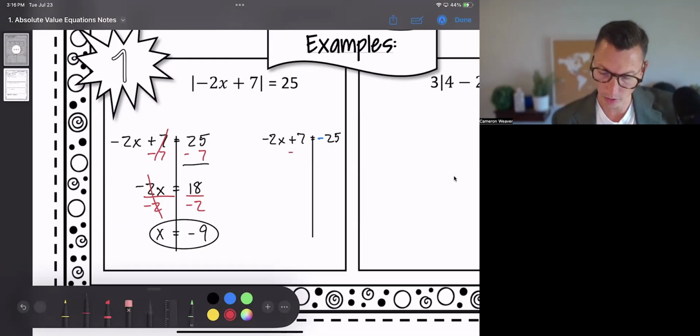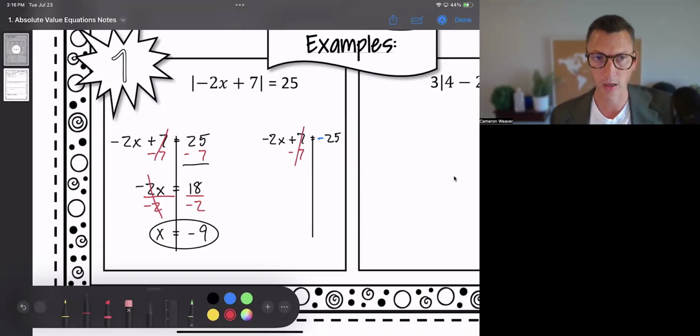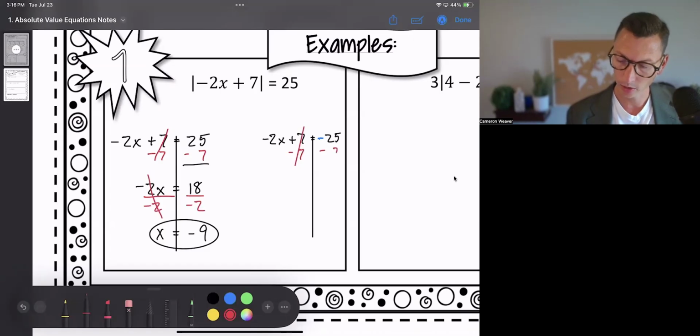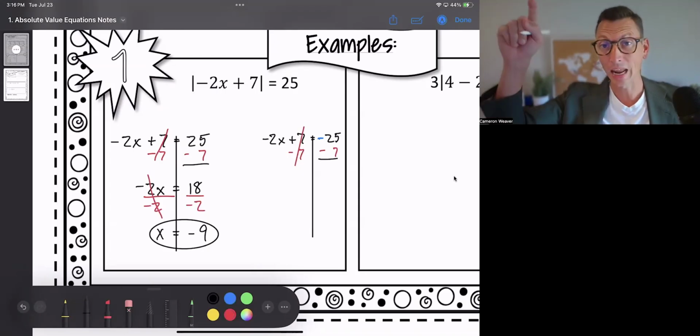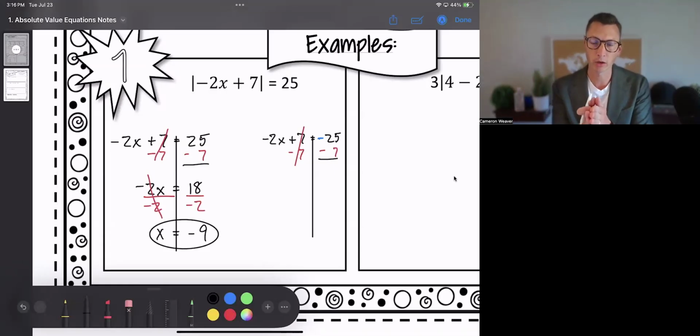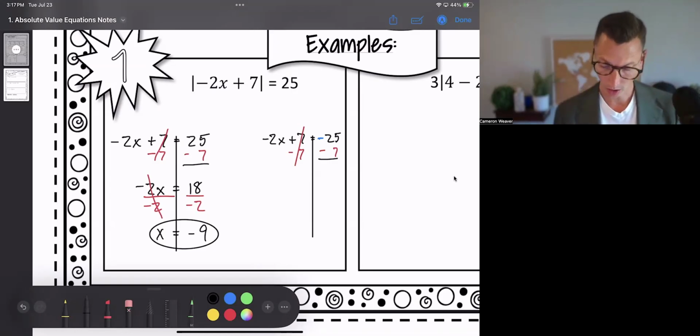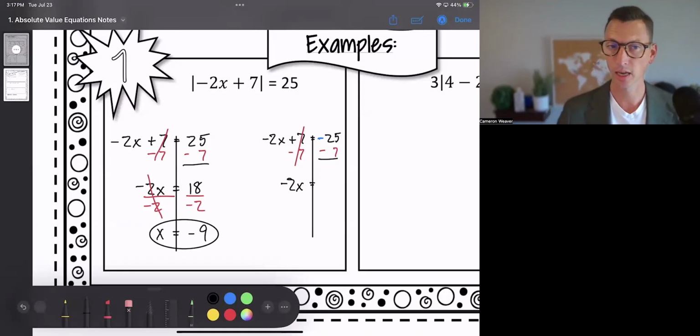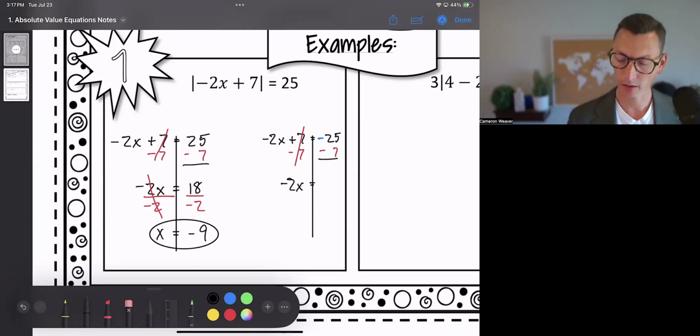Still going to do the same thing first. We're going to subtract 7 because that is my constant. Anywhere we see a constant, always eliminate it first. Now notice this does not become a -18. This is why your answer is not a +9. Because a -25 minus 7. Remember, you're on -25 on the number line. Whenever you subtract, you're moving down that number line to the left. Okay? So it's your -2x that drops, but -25 minus 7 is going to give you a -32.